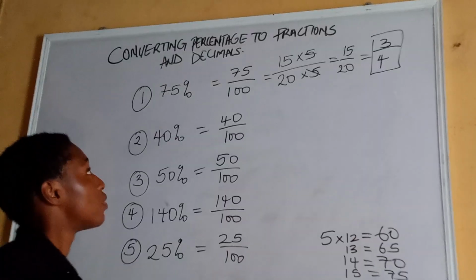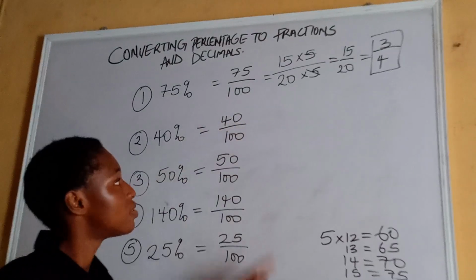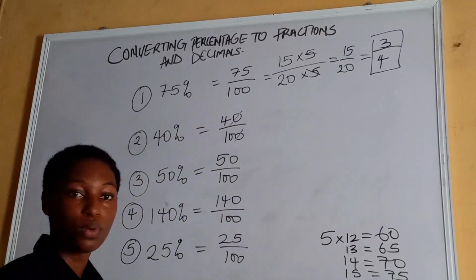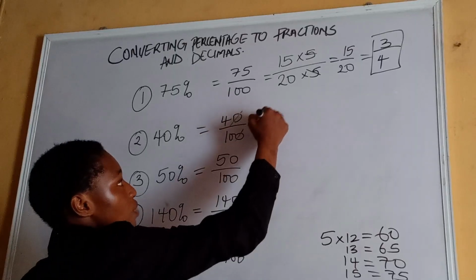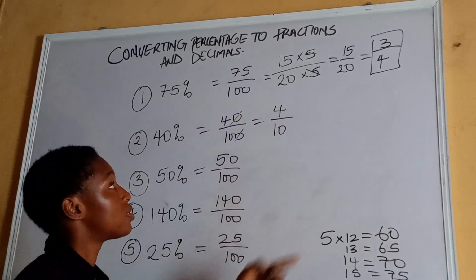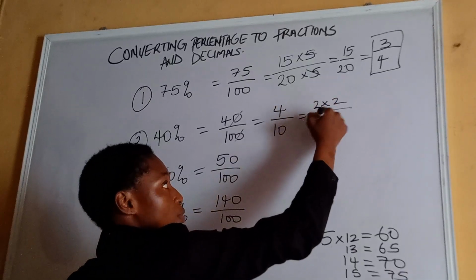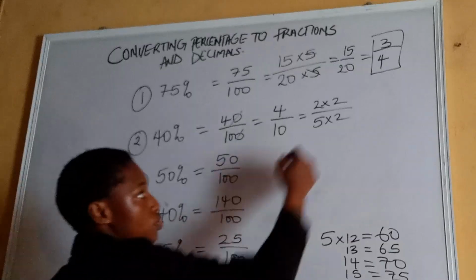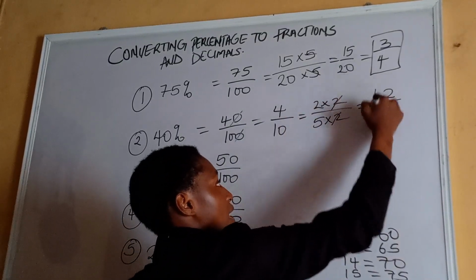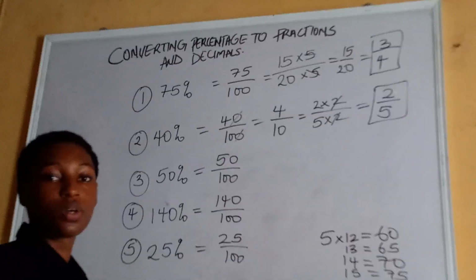For the next question, we have 40 over 100. Now you already know that 4 times 10 is 40, and 10 times 10 is 100. So I just cancel this 0. 0 will cancel out 0. What next? We have 4 over 10. 2 can simplify this. This will simply be 2 times 2 and 5 times 2. So 2 cancels 2. You are left with 2 over 5 as your final answer. That's how the simplification works.